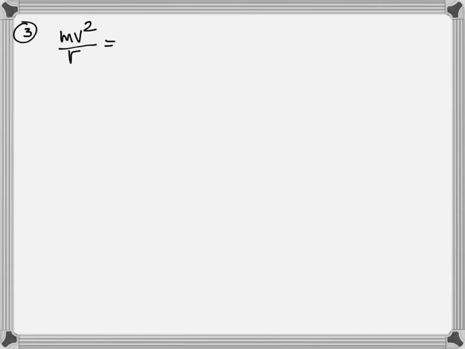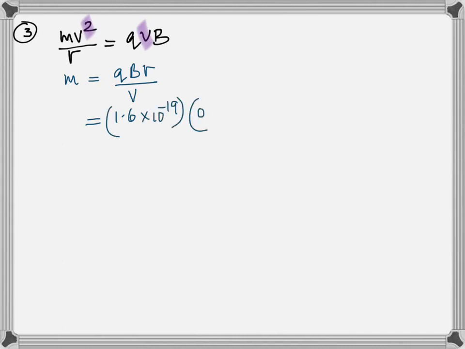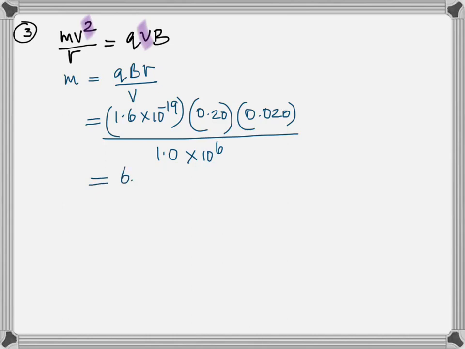Here's number 3 for you, the same idea. Centripetal force is equal to magnetic force. Again, theta is 90 degrees. This time you have to find the mass. So rearrange to make mass the subject. Plug in the numbers. You get the answer, 6.4 times 10 to the negative 28 kilograms.